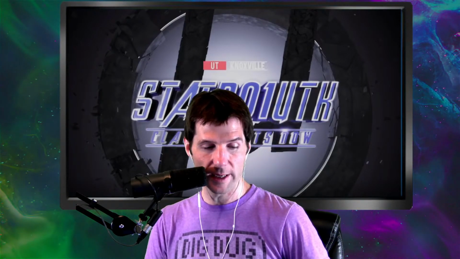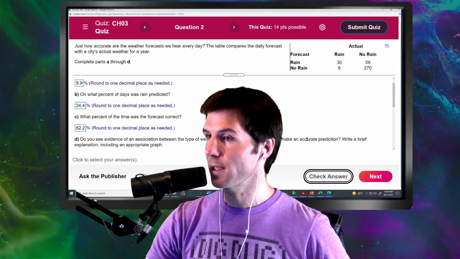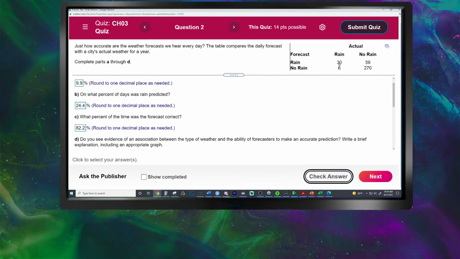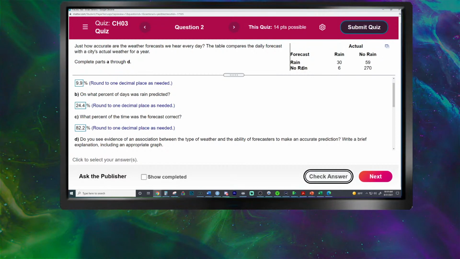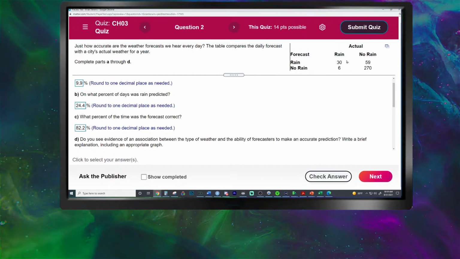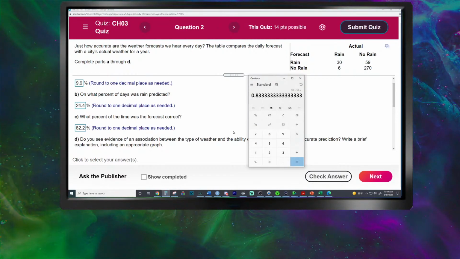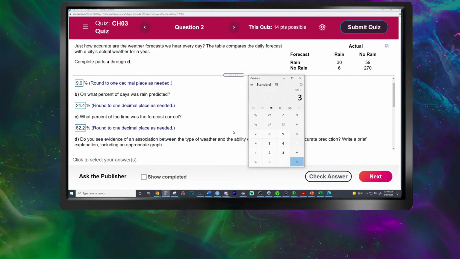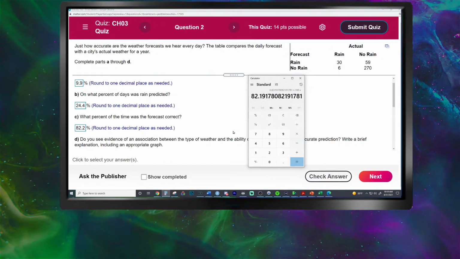Will you scroll up to part C? Yeah, let me put that back on the screen real quick. That's the forecast correct part, right? For the forecast correct part, make sure you add up the numbers that are connected on this diagonal, because these are the days it rained and the forecast said it would rain, and these are the days it did not rain and the forecast said no rain. So we have these 30 days, they got the rain forecast correct, plus these 270. That's 300 divided by the total 365 days in a year, and then times this by 100 to get it to a percentage and then round it.